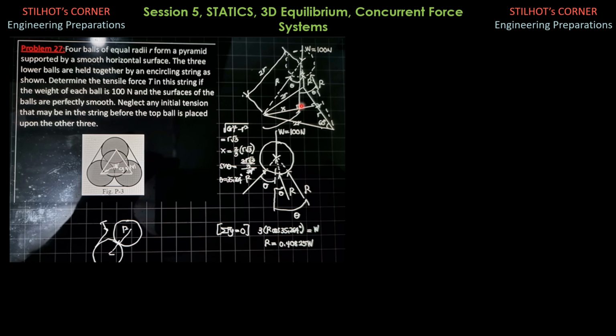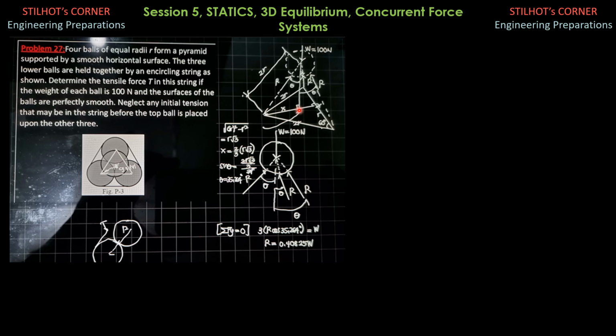The centroid of the equilateral triangle from the vertex is 2/3 of the length of that height. So 2/3 of the height, and the height is r square root of 3. Therefore, it is 2r square root of 3 over 3. Then we can now compute this angle that each of the reactions R make with the vertical.